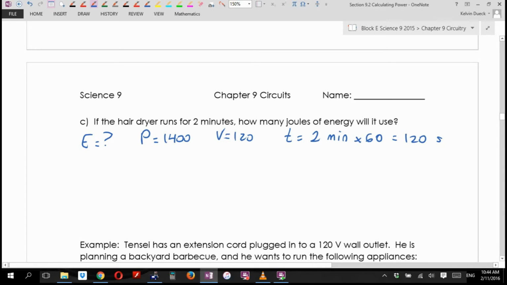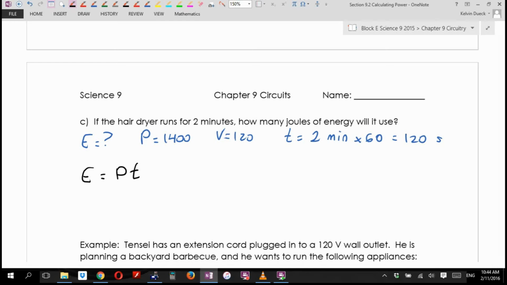So what am I trying to find, Hannah? I'm looking for an equation that has an E in it, preferably by itself. Is there one that has an E by itself? Yeah, E equals P times T. And you guys have learned in Math 9 that if you put letters side by side, that means times without putting the times symbol in there, yes?